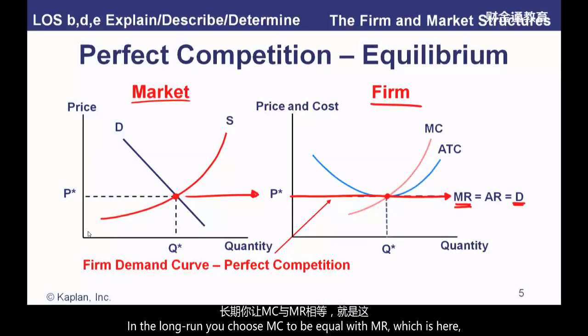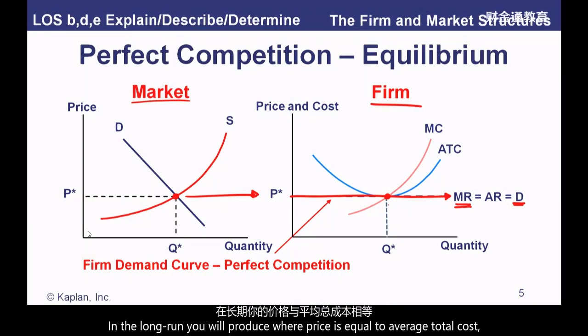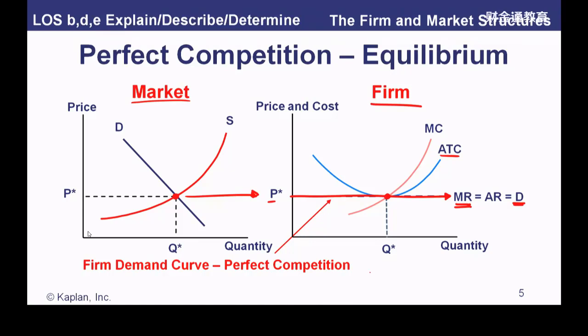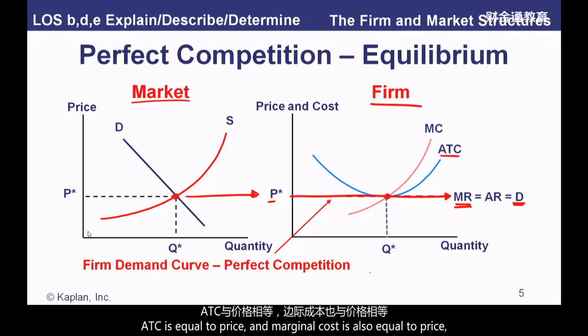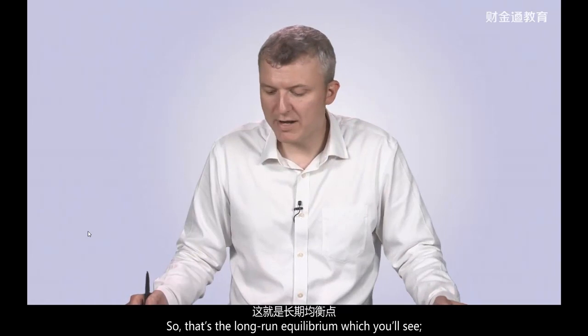In the long run, you choose MC to be equal to MR, which is here. Because there are no barriers to entry or exit, as I've mentioned, in the long run, you will produce where price is equal to average total cost. Zero economic profits. Also happens to be, and this must be the case, the minimum point on the average total cost curve. ATC is equal to price and marginal cost is also equal to price. We know marginal cost cuts the ATC curve at its minimum. So that's a long-run equilibrium, which you will see.